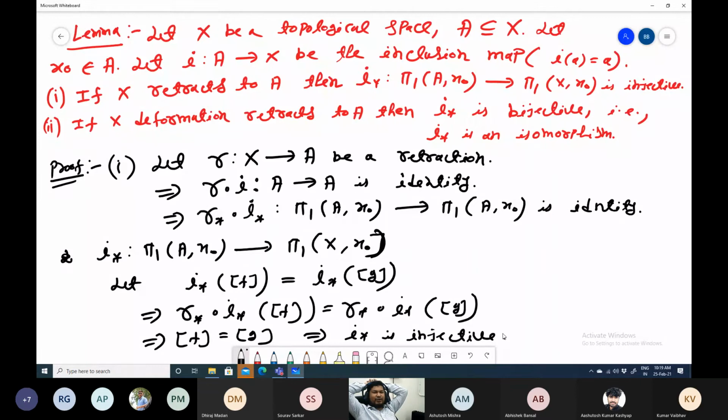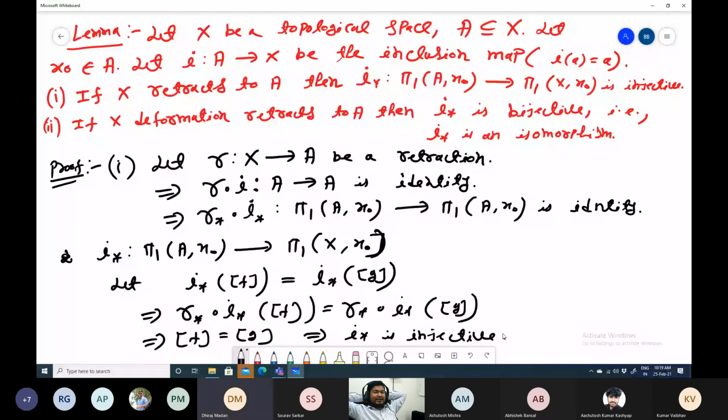Just take X equal to R2 and A equal to S1. Yes, because in R2 any two paths are homotopic, so its fundamental group is 0. Whereas if you take S1, its fundamental group is Z. So that is not true in general.